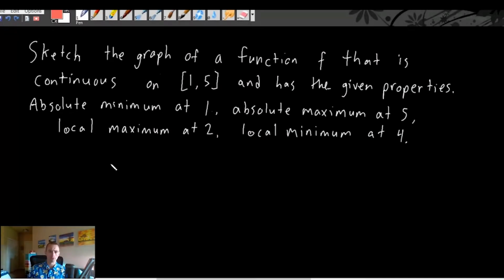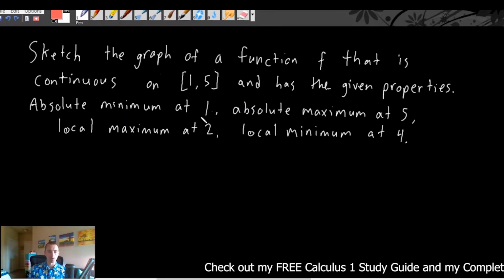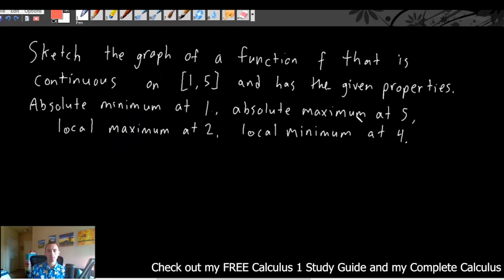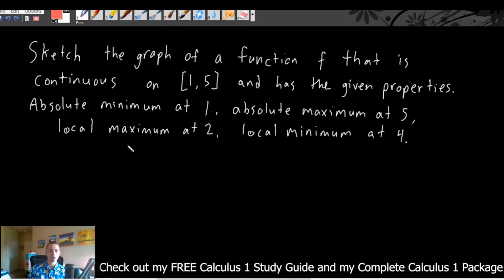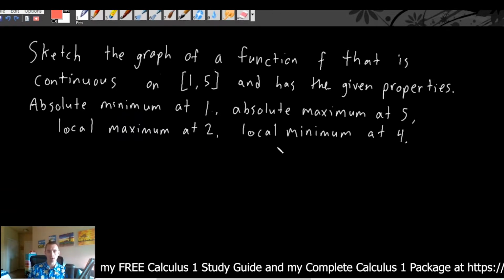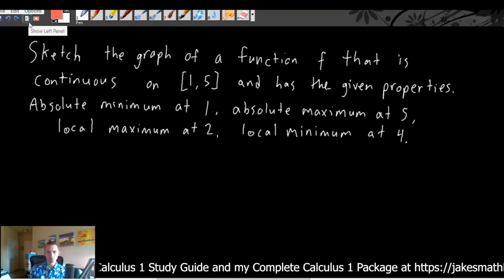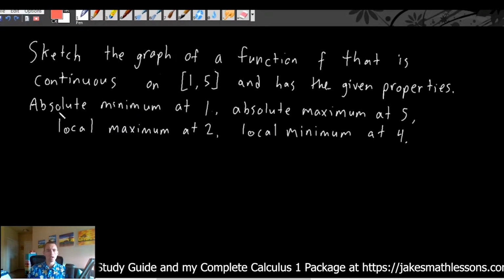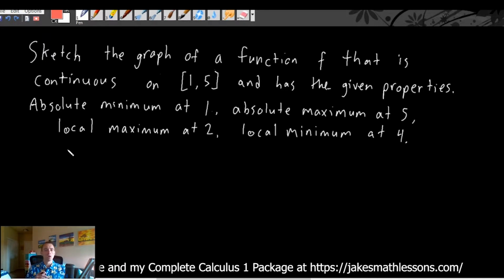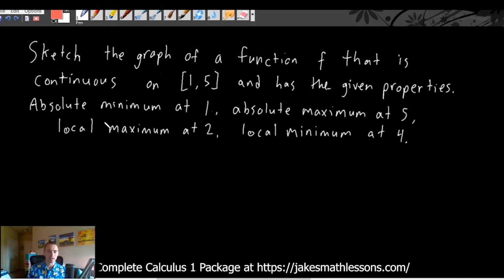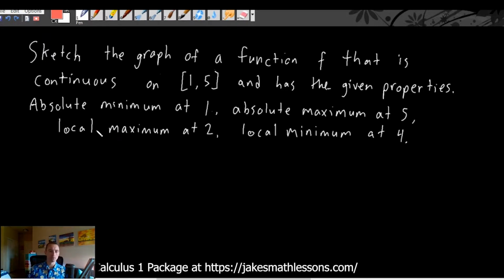Sketch the graph of a function f that is continuous on the closed domain from 1 to 5 and has these given properties. There are 4 properties that we have here. We need an absolute minimum at 1, an absolute maximum at 5, a local maximum at 2, and a local minimum at 4. So the first thing I'm going to do is just highlight where we want minimums and maximums.